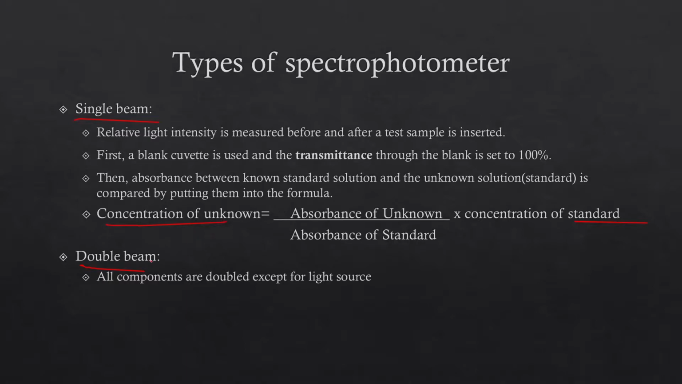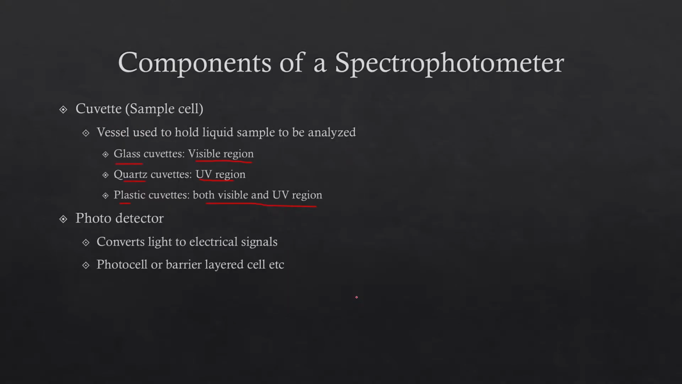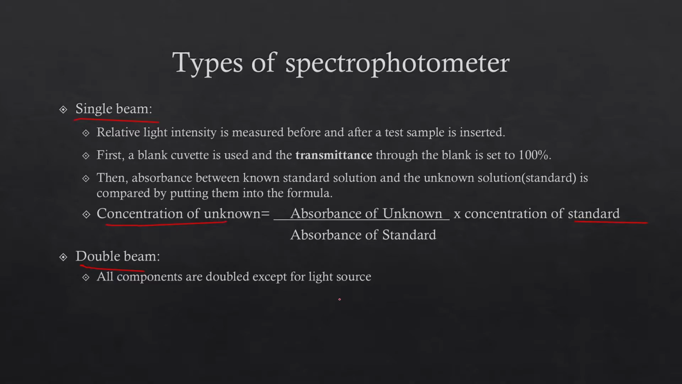The double beam is also relatively the same, but apart from the light source, everything is doubled. So there's a single light source, but there are two of all of these. There are two monochromators, there are two wavelength selectors. You can sample two solutions together. One can be a sample, the other can be standard, and you can get the results at the same time for the both of the cuvettes. That's the only difference. Now I'm going to show you how to use the spectrophotometer.